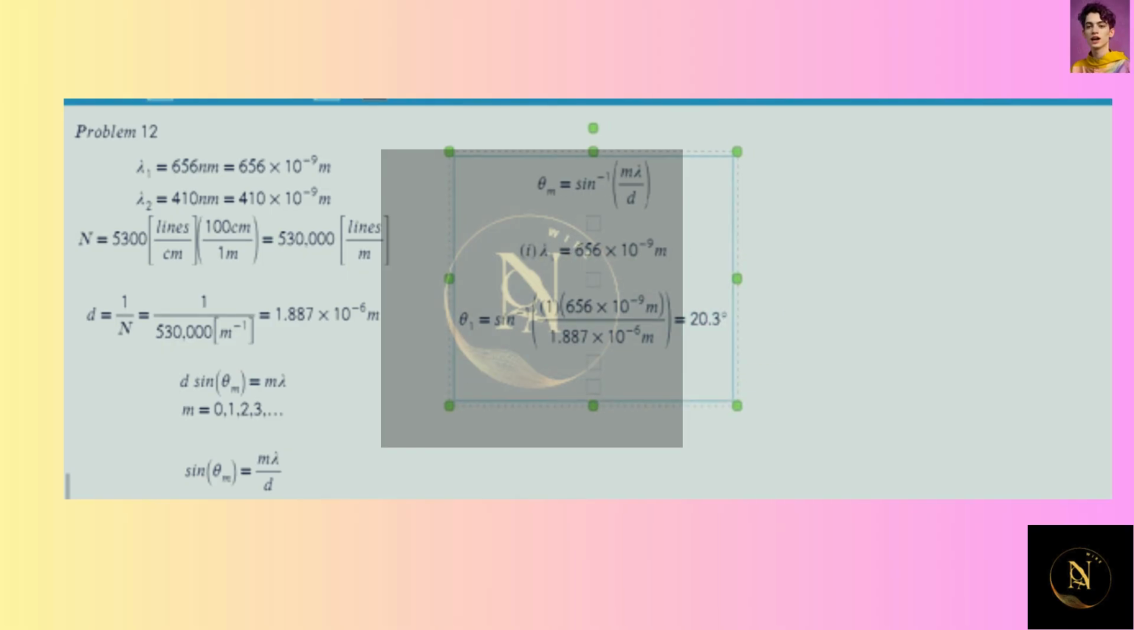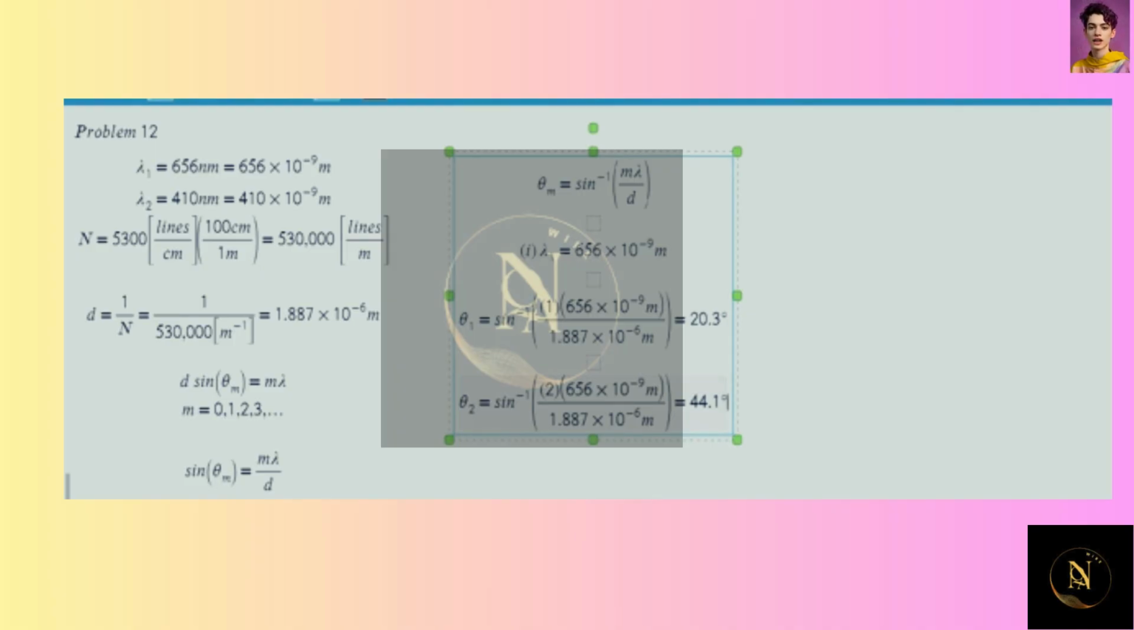For the second order deflection angle, we repeat this process. Again, the only thing that's going to change is this m is going to go from 1 to 2. So let's go ahead and copy this, and let's just change that number. And this comes out to be 44.1 degrees. So this is the case when lambda is equal to 656 nanometers.